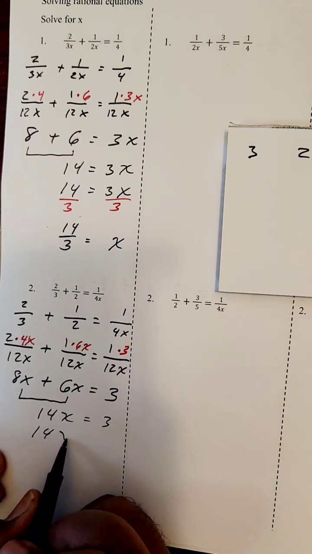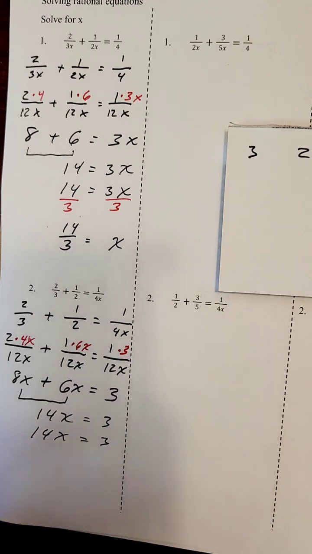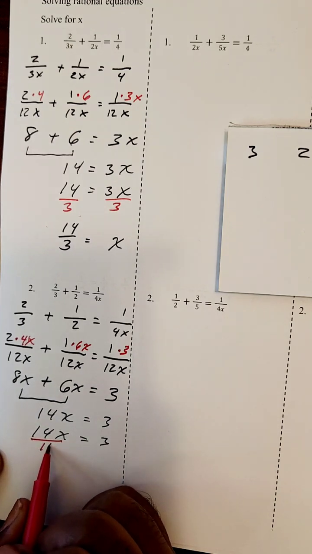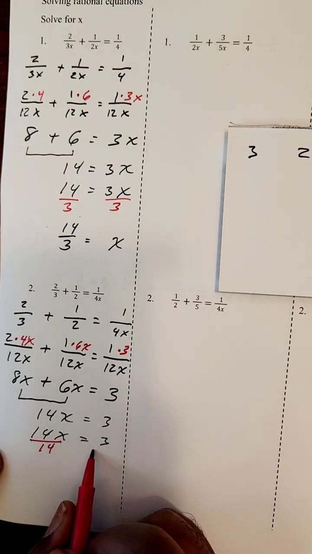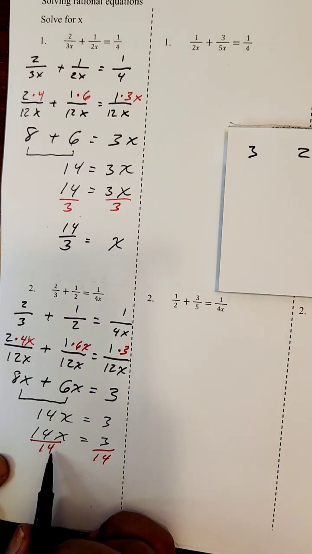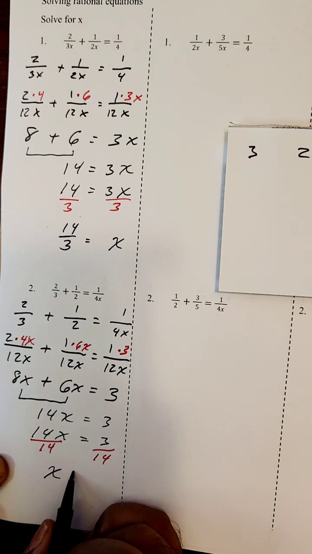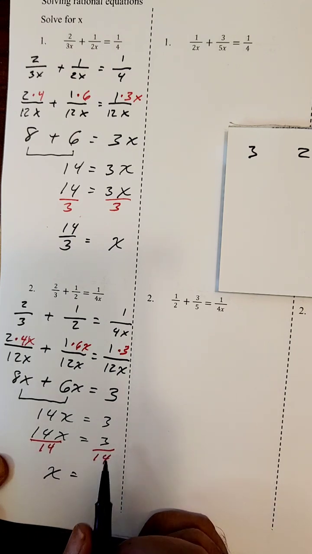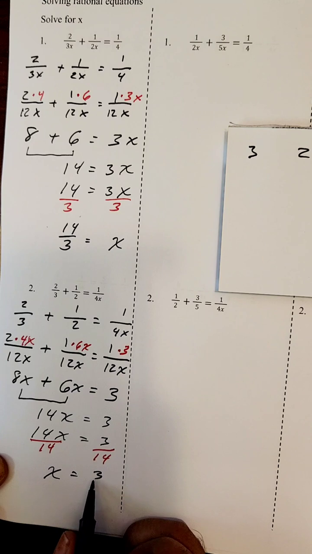Now we're going to take our 14x equals 3, and we're going to isolate the x by dividing by 14. This will get rid of the 14. Whatever you do on one side, you do on the other. So we'll divide that by 14. And this right here, the 14s will cancel, which will give us x. But the 3 over 14 does not simplify, so it remains 3 over 14 as the answer.